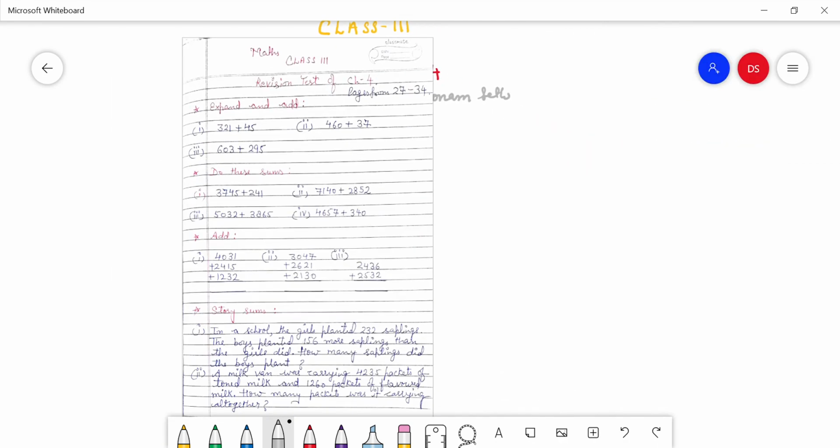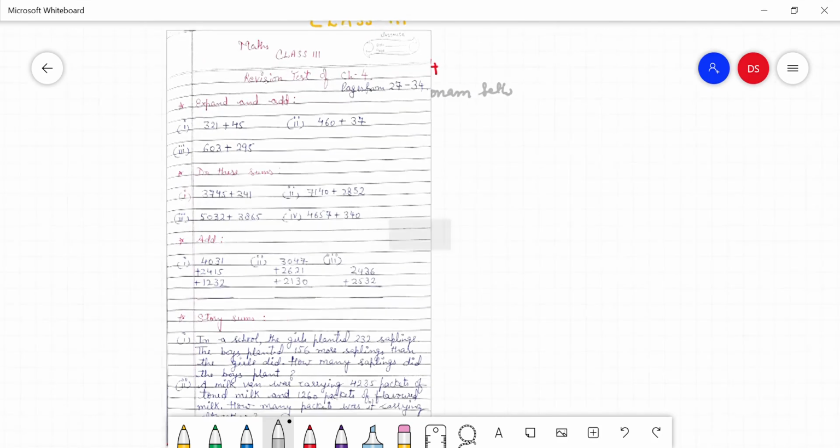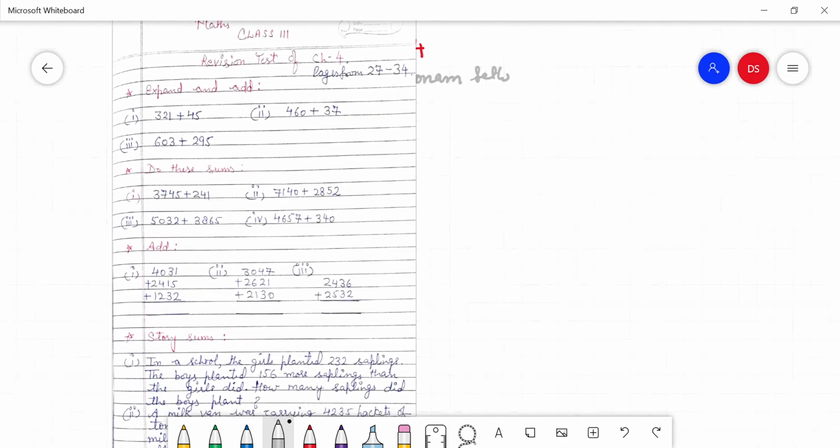Yes, children, you can see this page on the screen which I have just now shared with you. This is the revision test which I have prepared from chapter 4. All types of questions I have taken here to recall all the types of sums in this video. The first topic is expand and add.